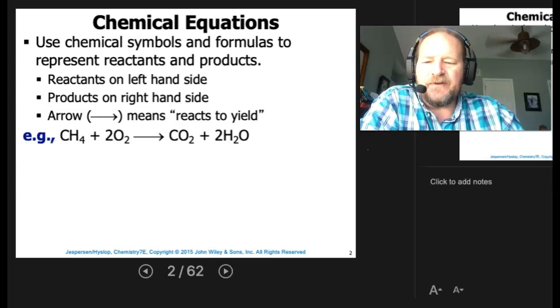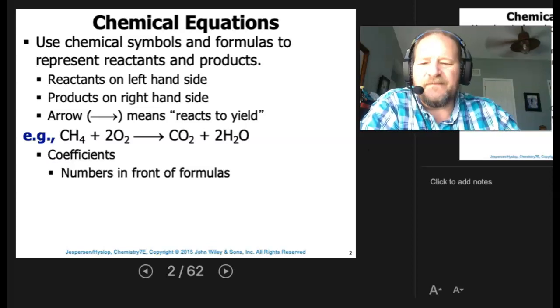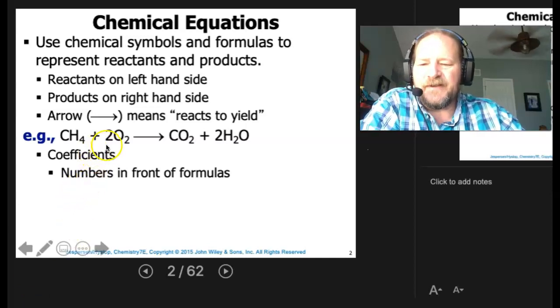An example reaction we were looking at was methane, CH4, burning in oxygen, so plus O2, is going to produce, or reacts to yield, CO2 and water. The coefficients in this case are the numbers in front of the formulas. So for instance, we have a 2 in front of the O2, that's a coefficient.